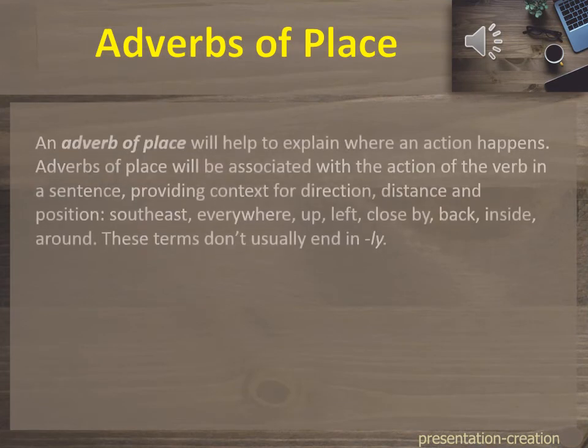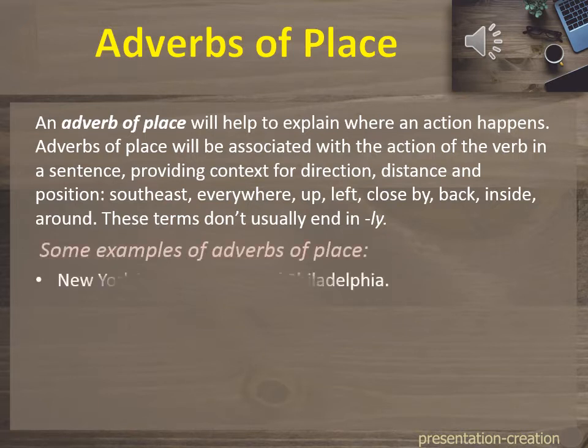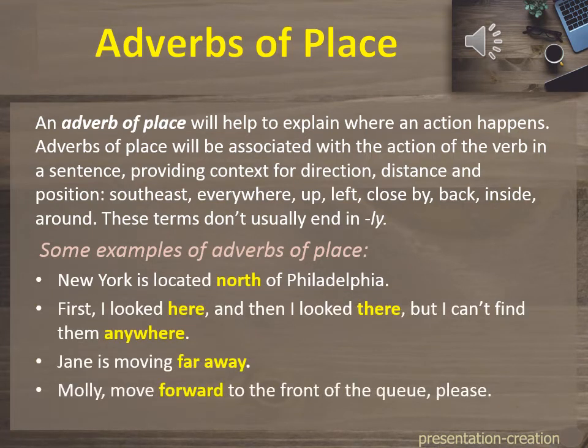The second type, adverbs of place. An adverb of place will help to explain where an action happens. Adverbs of place will be associated with the action of the verb in a sentence, providing context for direction, distance, and position. For example, New York is located north of Philadelphia. North is an adverb that describes where the city we are talking about is. So, north is an adverb of place.